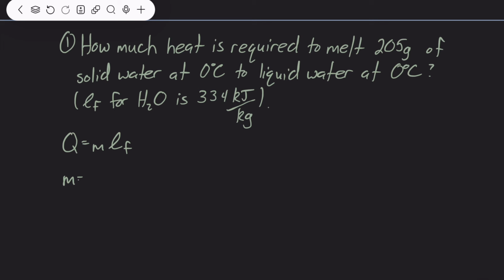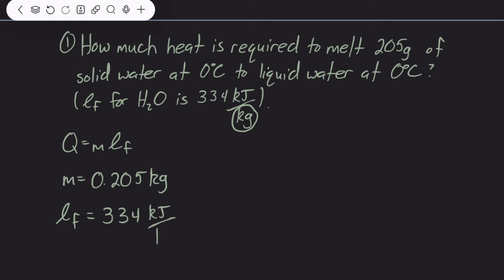We know our mass is 205 grams, but let's convert that to kilograms because that's what our latent heat of fusion value is in. So 205 grams is equal to 0.205 kilograms, and we know our latent heat of fusion value for water is going to be 334 kilojoules per kilogram, and we can go ahead and plug these into our new formula.